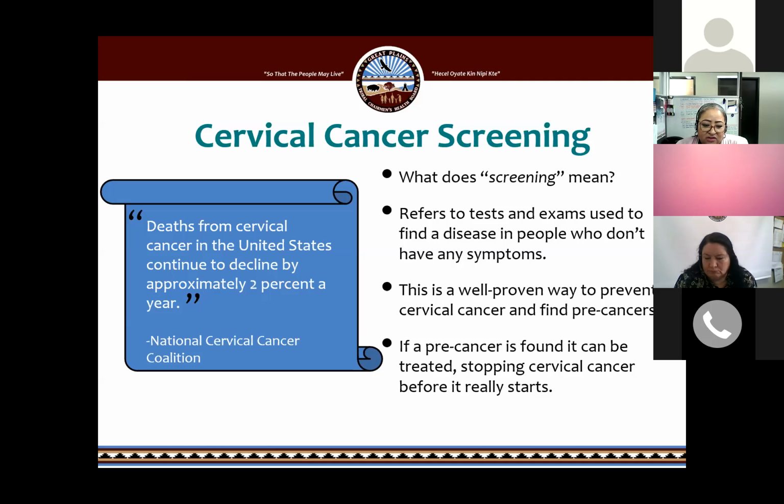According to the National Cervical Cancer Coalition, deaths from cervical cancer in the United States continue to decline by approximately 2% a year. This decline is primarily due to the widespread use of the Pap test to detect cervical abnormalities and allow for early treatment.